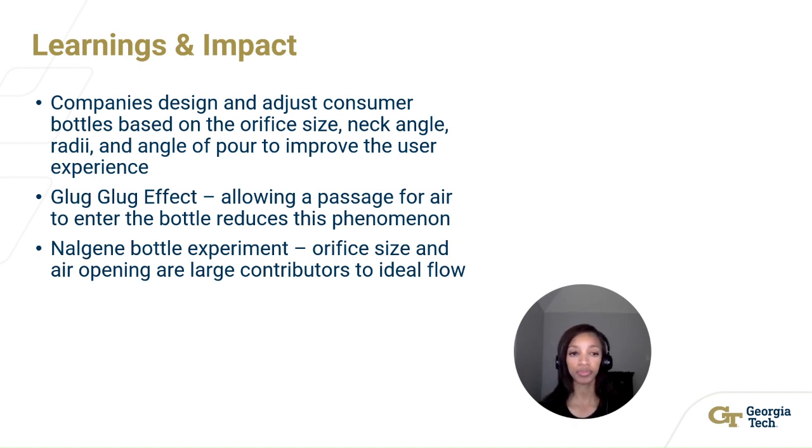Such parameters that companies may adjust include the orifice size, neck angle, radii, and the angle of pour. We learned more about the glug glug effect, which we may experience as we pour liquid rapidly from a bottle. It occurs as the air pressure inside the bottle is lowered and air at a higher pressure outside the bottle enters, forming a bubble or turbulent flow. And we were able to see a demonstration of this effect thanks to Kunj.